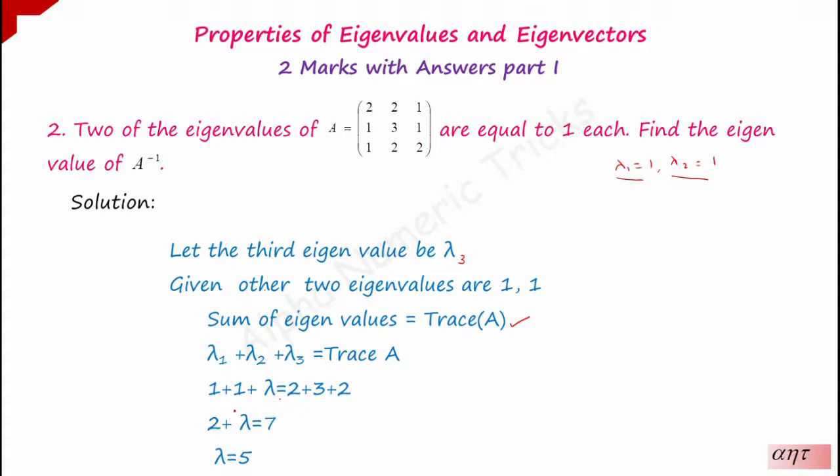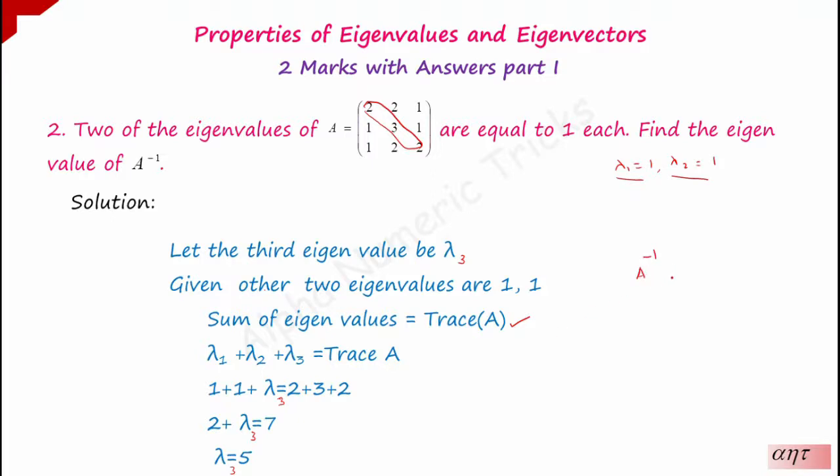And this is equal to trace A, which is the sum of the diagonal elements, that is 2, 3, 2. You have to add all three diagonal elements, 2 plus 3 plus 2. So 2 plus lambda 3 is equal to 7, or lambda 3 is equal to 7 minus 2. That 2 comes to the other side. It becomes 7 minus 2, which is 5, which is the third eigenvalue of A.